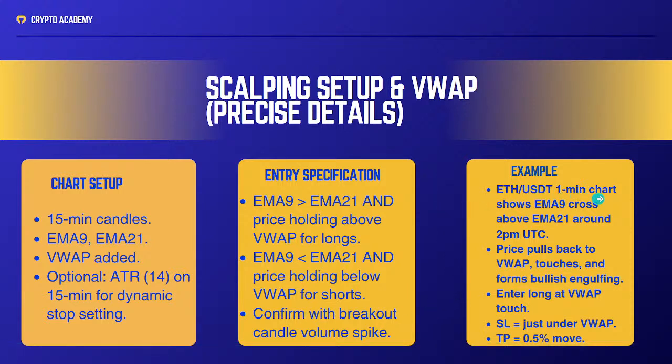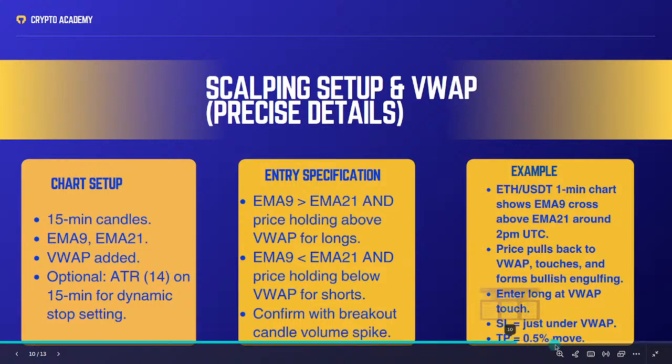Example: on the Ethereum USDT 1 minute chart, EMA 9 crosses above EMA 21 around 1 p.m. UTC. The price pulls back to VWAP, touches it, and forms a bullish engulfing candlestick. You enter a long position once it touches this VWAP, with the stop loss just under VWAP, and you can set take profit at the previous resistance.